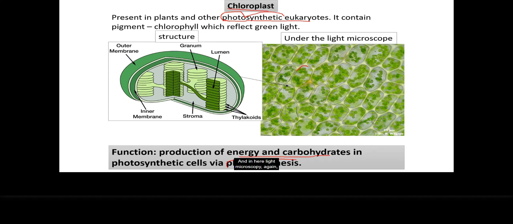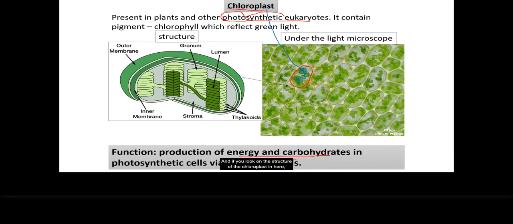And in here, with light microscopy, again, we can see very clearly this is the cell wall. But this is, let me make it blue, a round structure, very green. So this will be chloroplast. There are several chloroplasts in each cell.